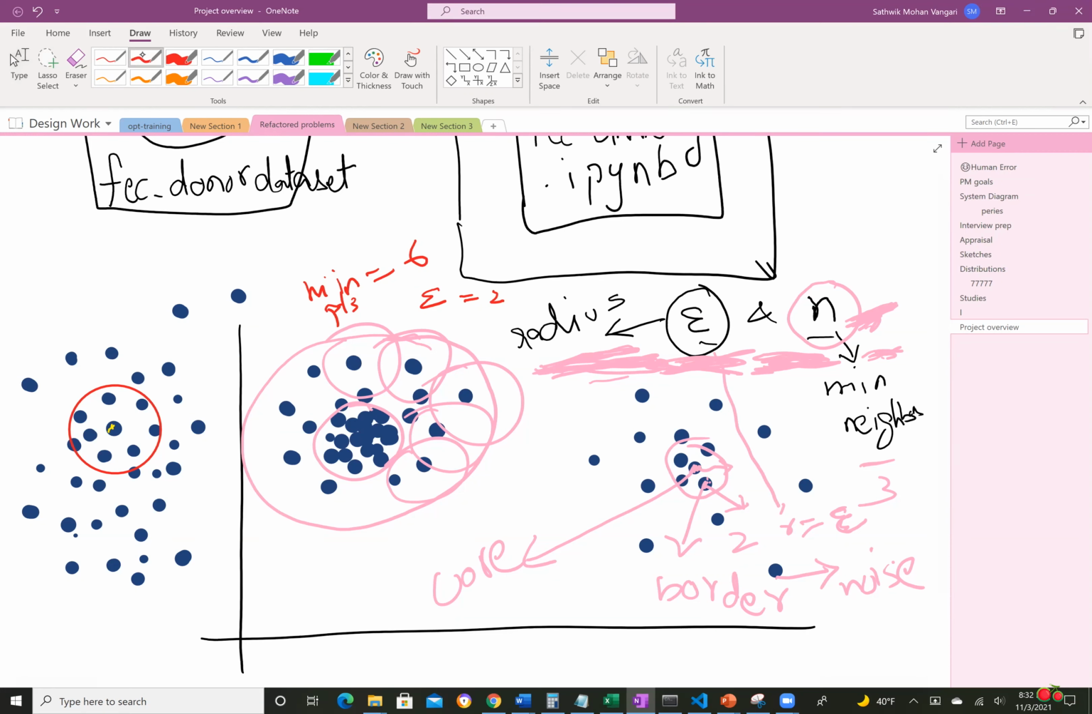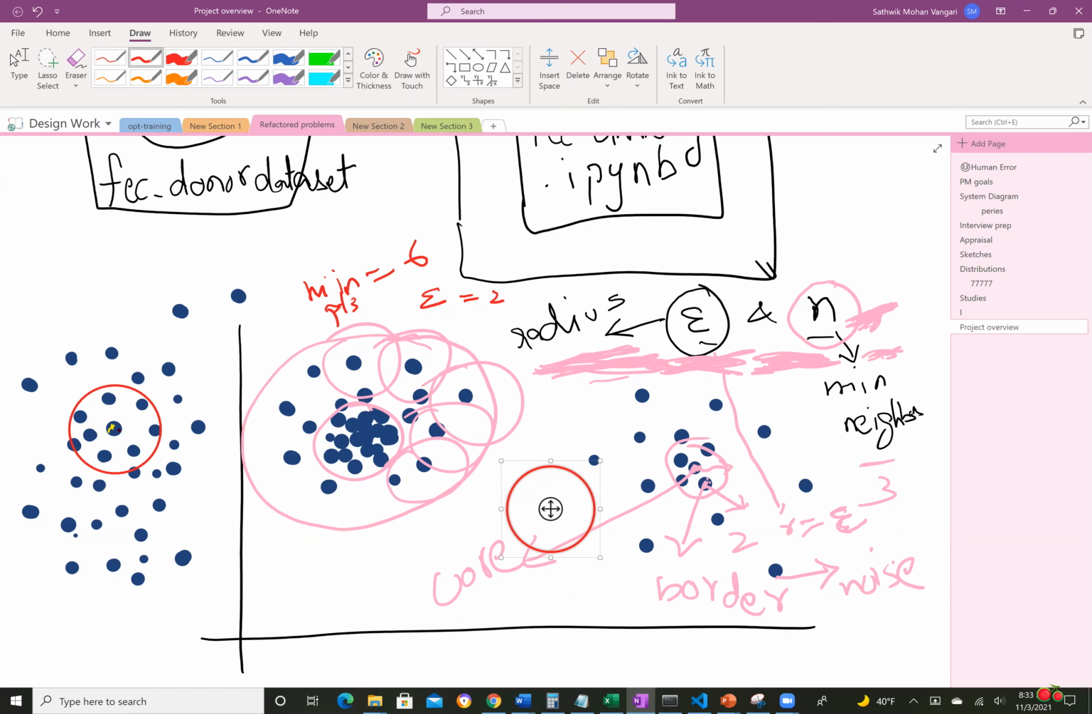Core means core. When you specified your parameters, epsilon was 2, which is the radius of my circle. What's the minimum points? It's the minimum number of neighbors, 6. Correct. Now, this is my yellow point, the point that I'm looking at. How many neighbors does it have inside the circle? 7. 6. 8. 6 neighbors.